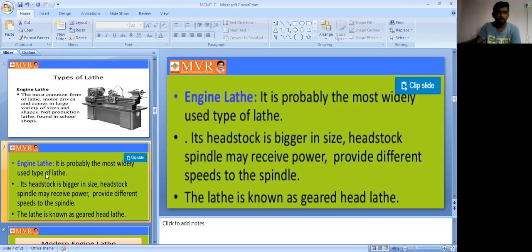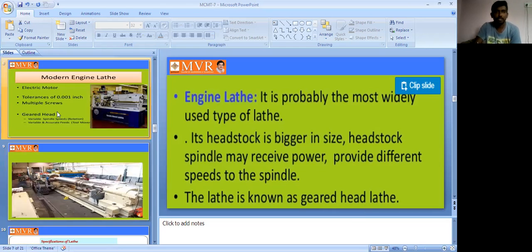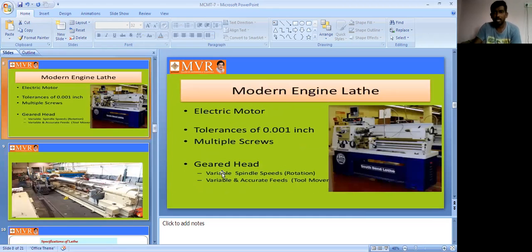Next we can see the modern engine lathe. The modern engine lathe runs on an electric motor. The tolerance we can see on engine lathe machines is 0.001 inches. We can use it for multiple screws. Geared head, variable spindle speed, rotation, variable and accurate speed, coolant. We can see these kinds of specifications in the modern engine lathe. This is the engine lathe diagram.